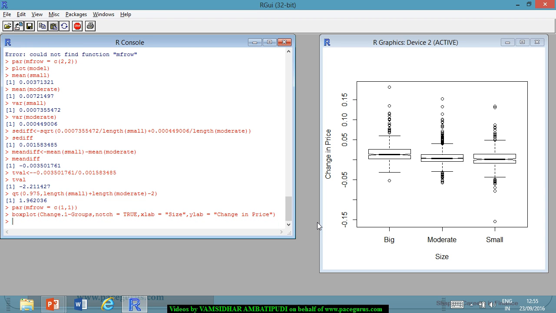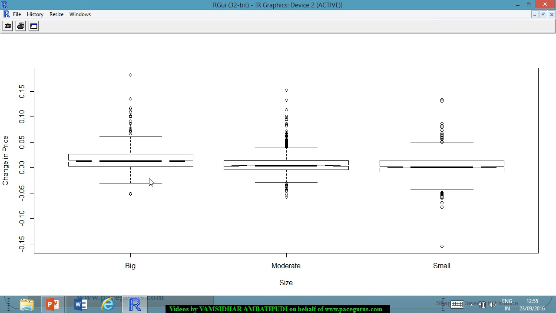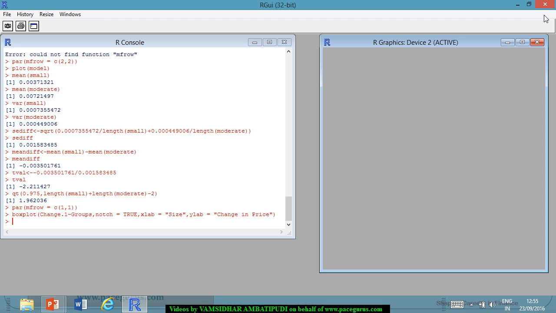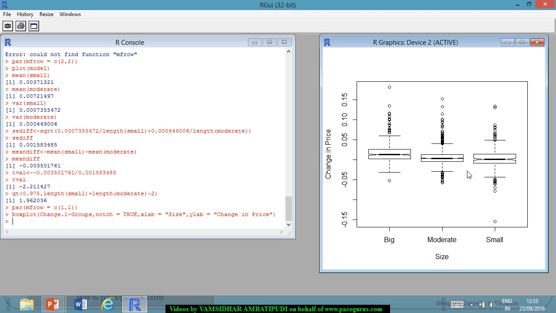Now this is how the box plot is coming out with the notches, right? If I examine the box plot with the notches here, this is the notch here, and this is the notch here. Now I don't see the notches overlapping at all between big and moderate, whereas between moderate and small, I can see there is some level of overlap in the notches. Between big and moderate, I don't see any overlap in the notches, which is an indicator that there is a significant difference between big and moderate, but may not be any kind of difference between moderate and small. The differences are not coming out as significant between moderate and small.